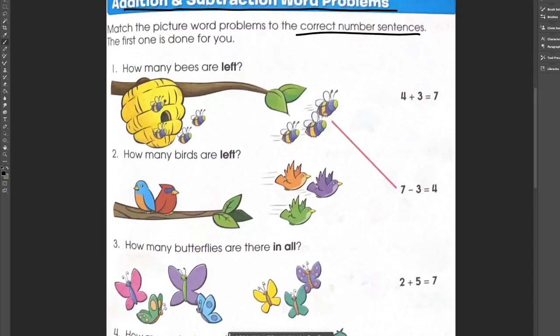So the picture depicts 3 bees leaving and 4 bees are left, and if we add those together, we have 7. So the original amount was 7, which is this number here. The amount of bees leaving was this number here, which is 3, and the amount of bees that are left at the hive is 4. So this is indeed the right answer.